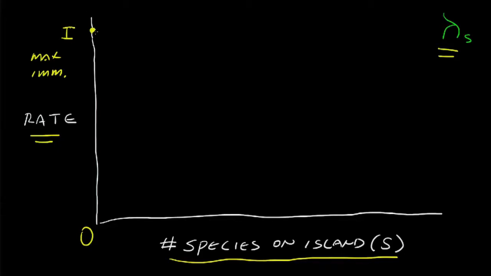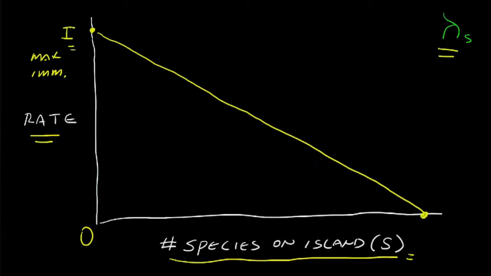So what sort of graph would we expect? What sort of relationship then would we expect between immigration and number of species on our island? Well, we'd expect it to sort of drop down, and we're going to assume a linear relationship in this direction. And eventually we get to this point. Well, what defines that point?